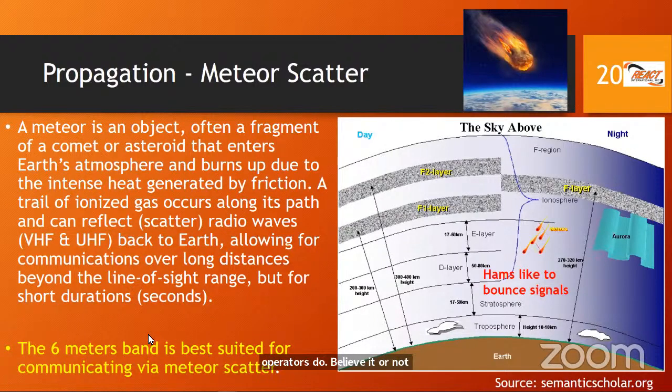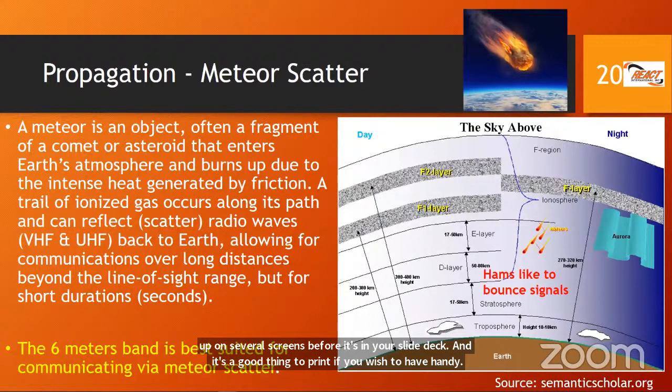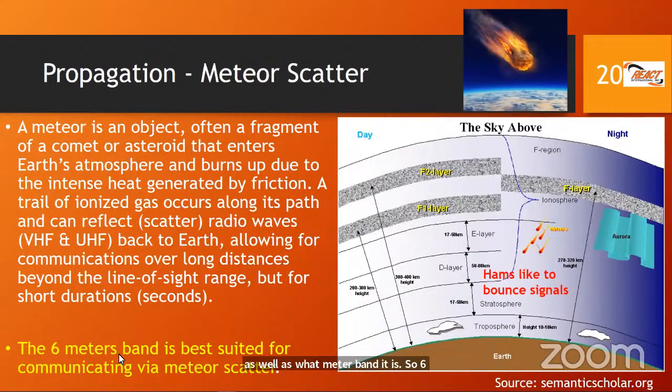And we have an exam question associated with meteor scatter, which is we need to learn for the exam that the 6 meter band is best suited for communicating via meteor scatter. So remember we said VHF, so 6 meters is part of the VHF spectrum. If you need to convince yourself of that, check that trusty table that we have put up on several screens before. It's in your slide deck, and it's a good thing to print if you wish to have handy, where you have the frequency spectrum, the wavelengths, as well as what meter band it is. So 6 meters is typically used for meteor scatter.